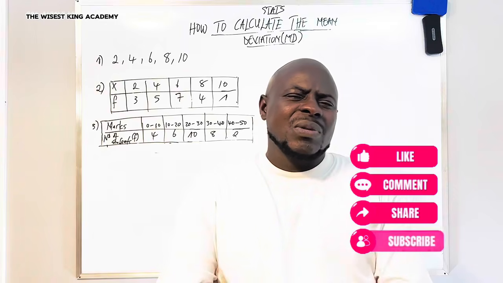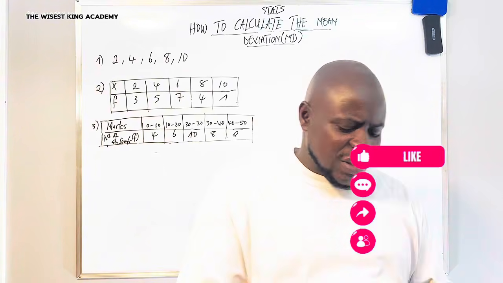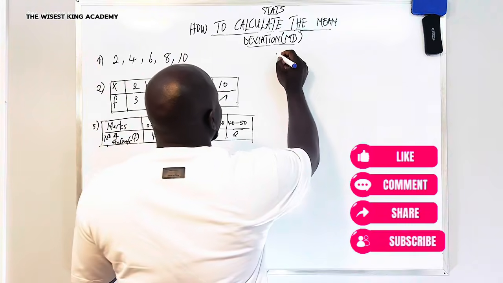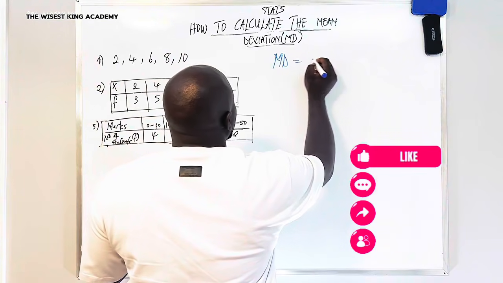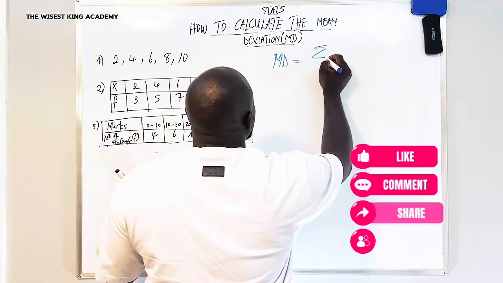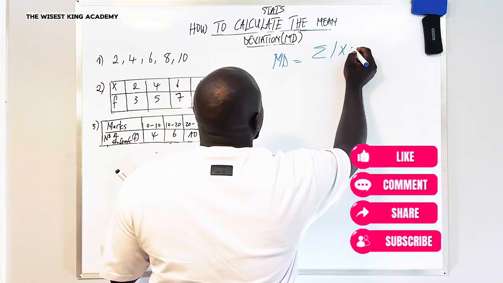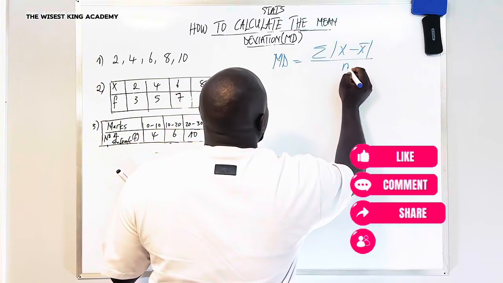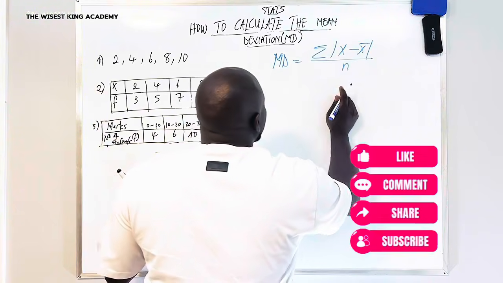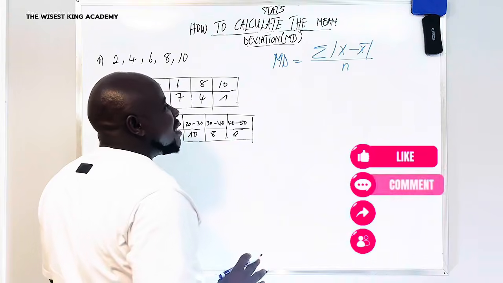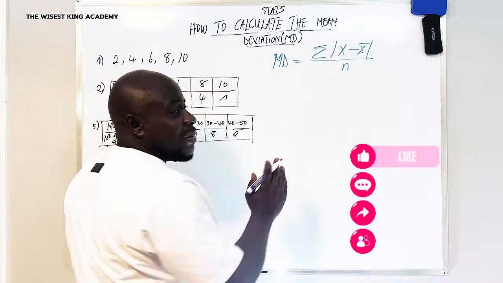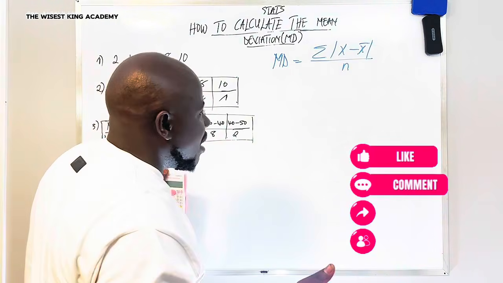So how do we calculate the mean deviation of a set of numbers? The mean deviation, MD, is given as the sum of the absolute value of x minus x bar, all of this divided by n. So to calculate our mean deviation, we must first of all have our mean, the arithmetic mean.